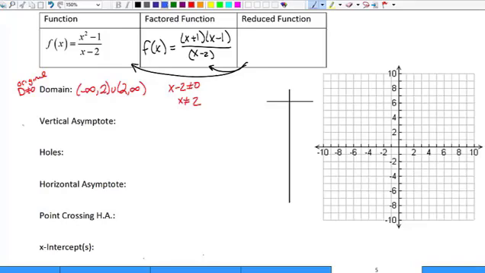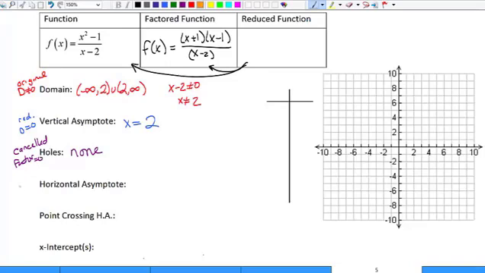For the vertical asymptote, I set my reduced function's denominator equal to 0, which is basically the same as the original since there's no new reduced one. So x is equal to 2. There are no holes because there are no canceled factors to set equal to 0.